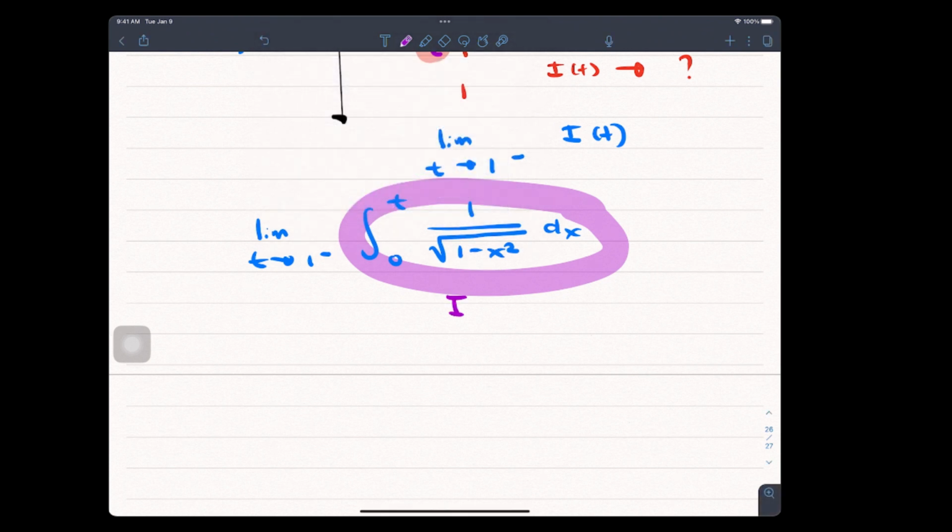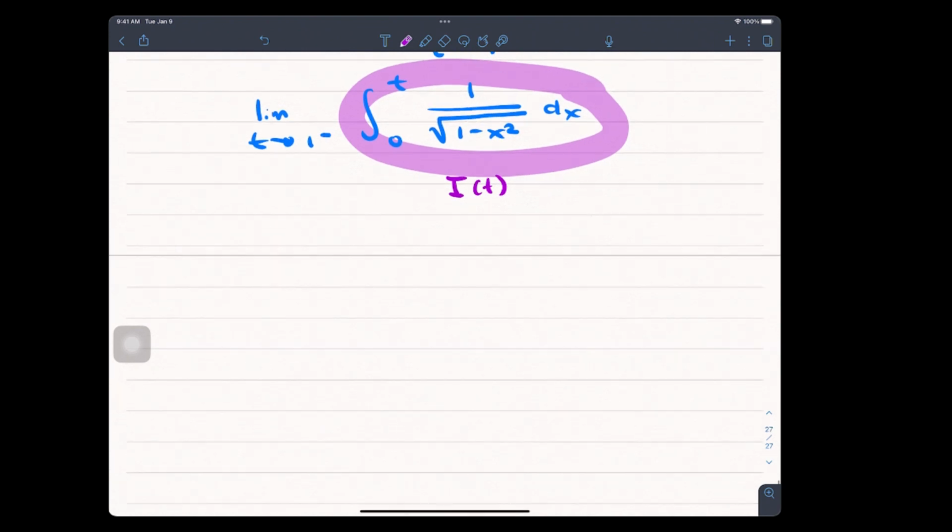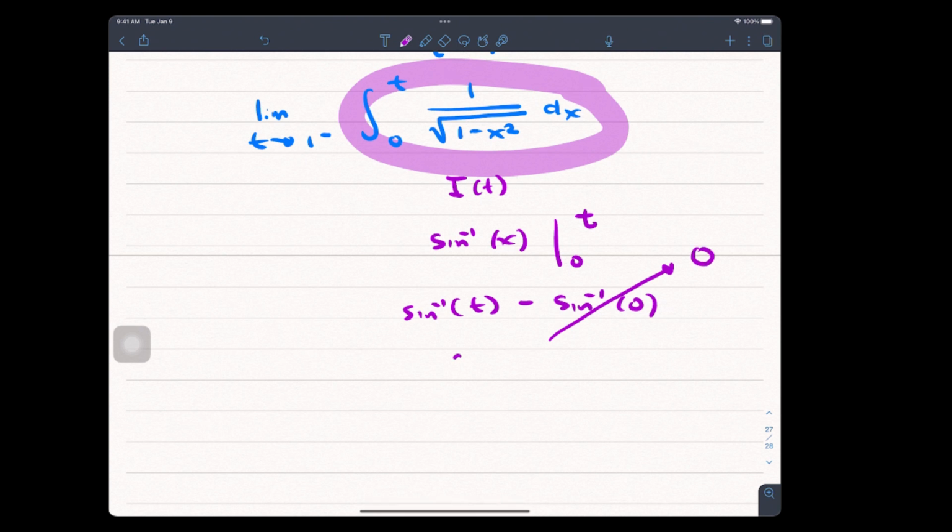Now the good news, do you guys know what the good news is? Well, it's a trig formula. Inverse sine, from 0 to t. You guys recognize that as the inverse sine function? Some of those you want to know very well. Now that means I got inverse sine of t minus inverse sine of 0. What's inverse sine of 0 going to be? 0. So you get inverse sine of t.